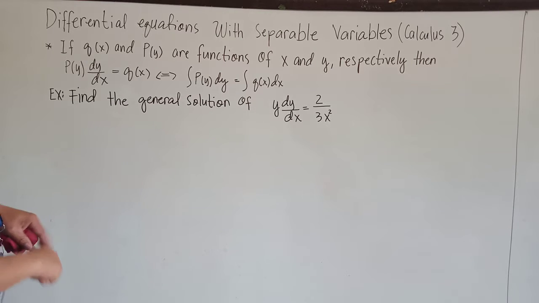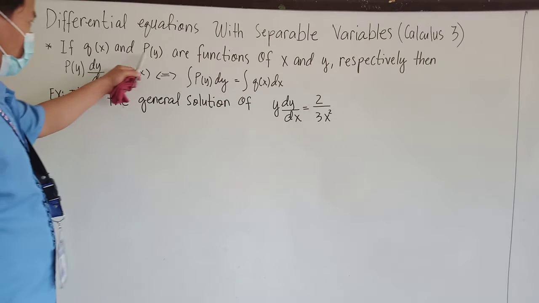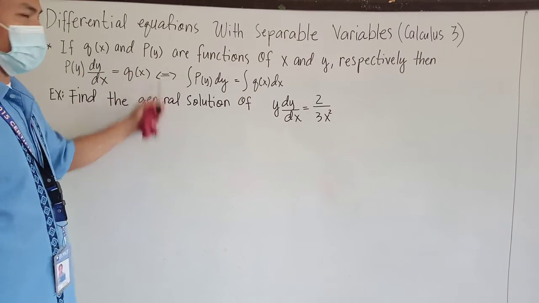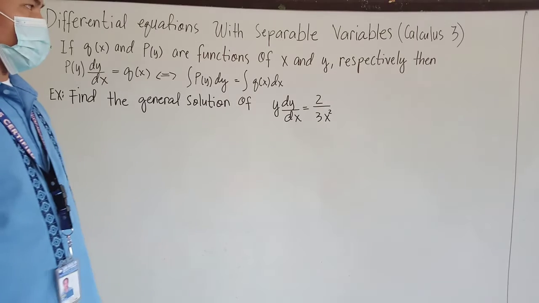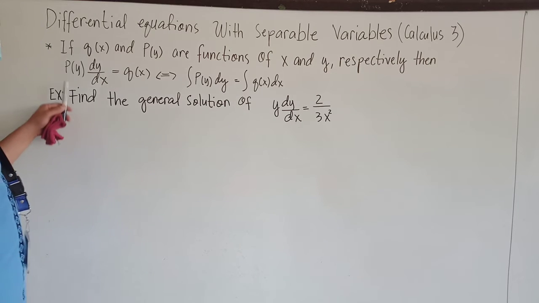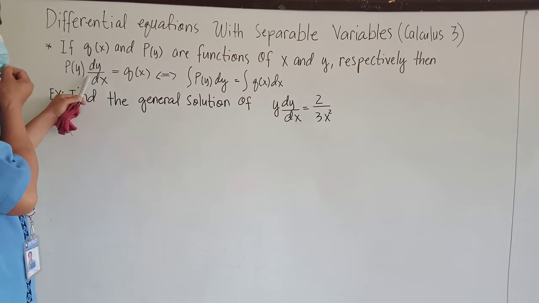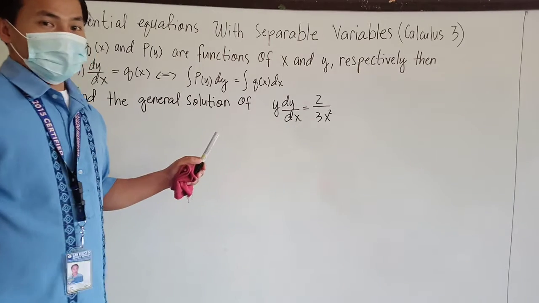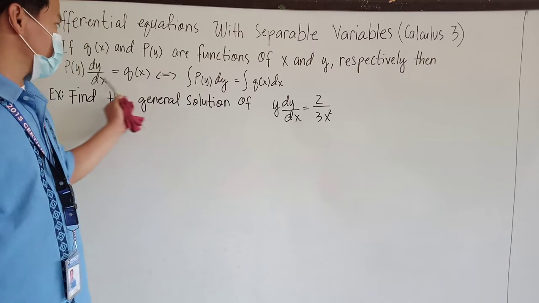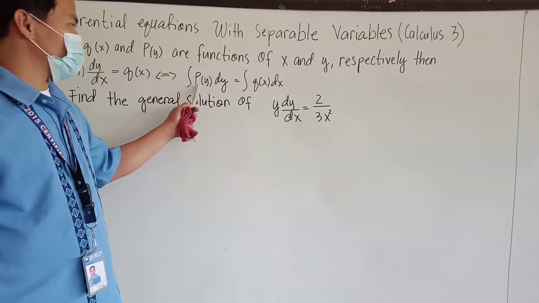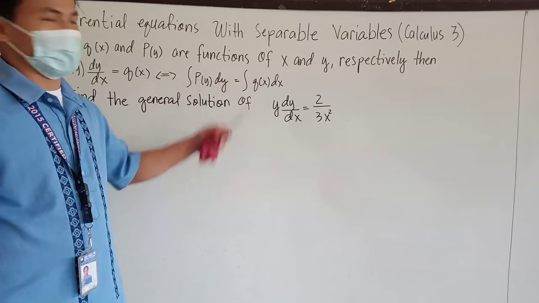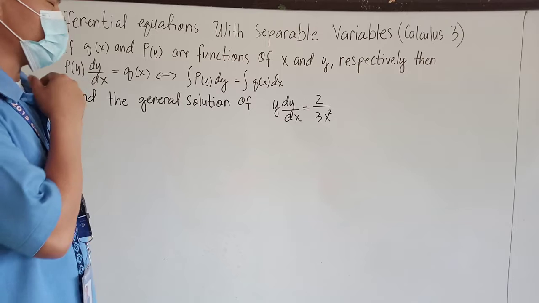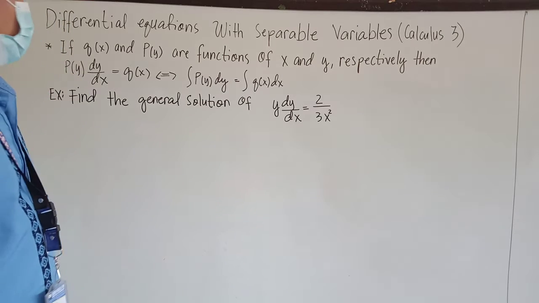Okay, so we have here Q of x and P of y, so it means that these two are functions of x and y respectively. Then we have P of y dy over dx is equal to Q of x. It implies that we can separate these two functions. We have the integral of P of y dy is equal to the integral of Q of x dx, so the respective integral of these two functions.